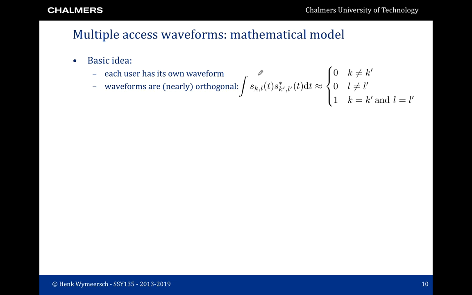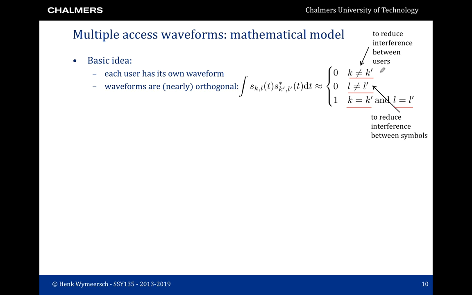Here, s_kL(t) is the waveform of user k at time L. When we then multiply with the complex conjugate of s_k'L'(t) and integrate, we obtain a real number. We want this number to be small, so approximately 0, for two different users, so k different from k prime. This means that different users will not interfere. They will not see each other when we project. Similarly, when L is different from L prime, we want the integral to be 0, so that signals from different symbols for a given user do not interfere. We only want this integral to be 1 for k equal to k prime and L equal to L prime.